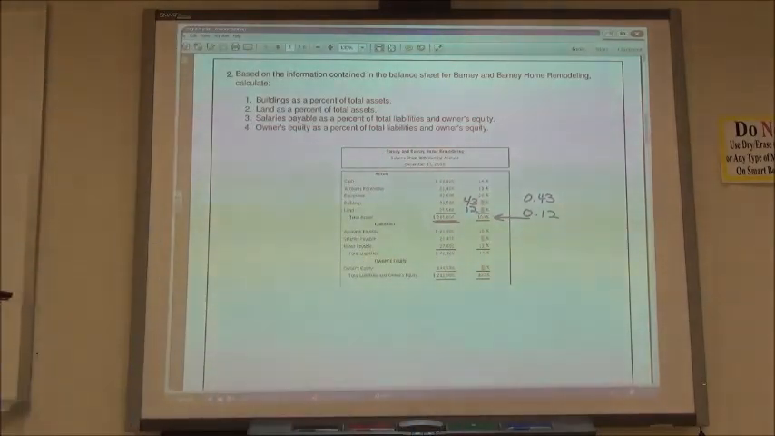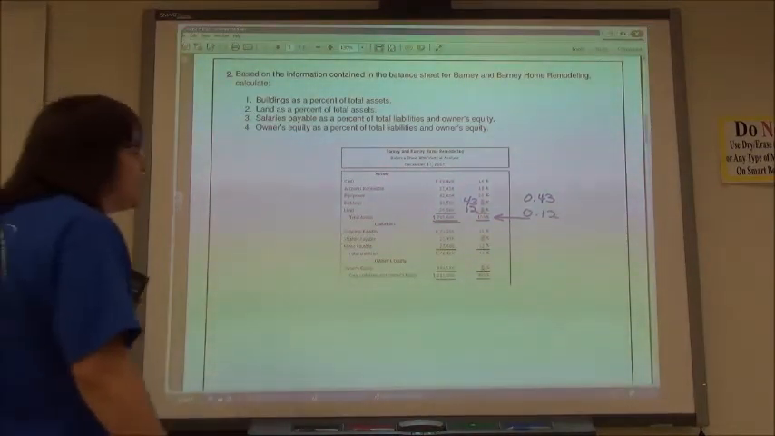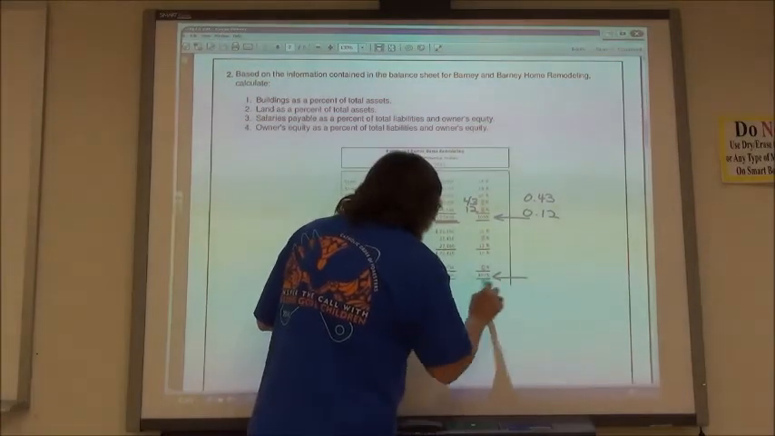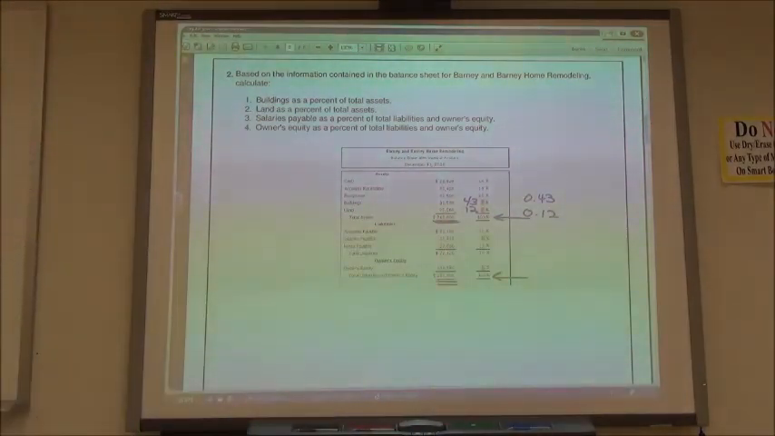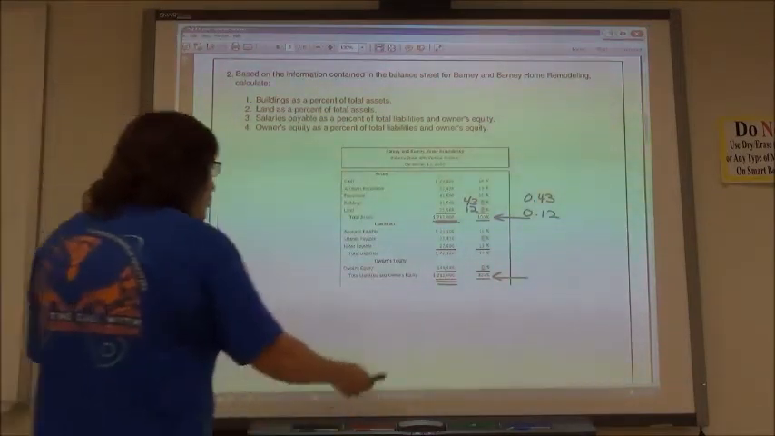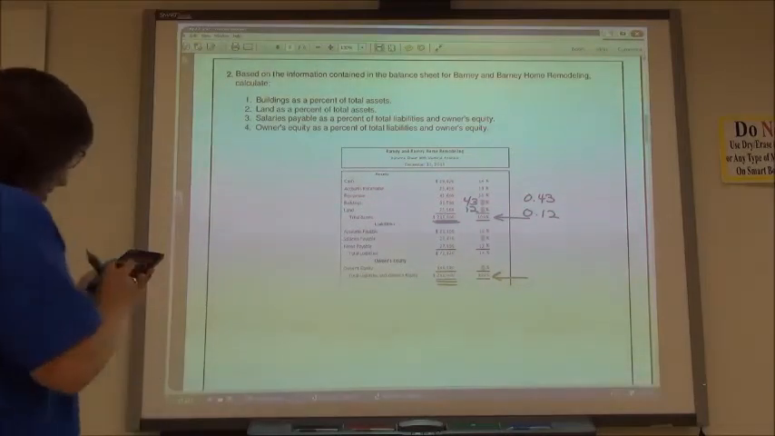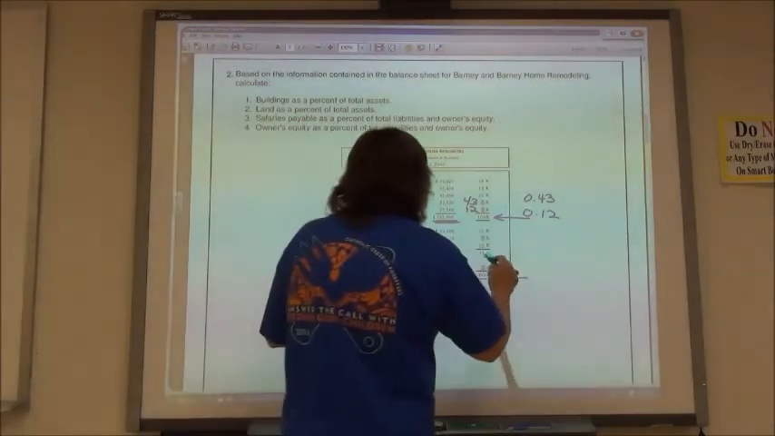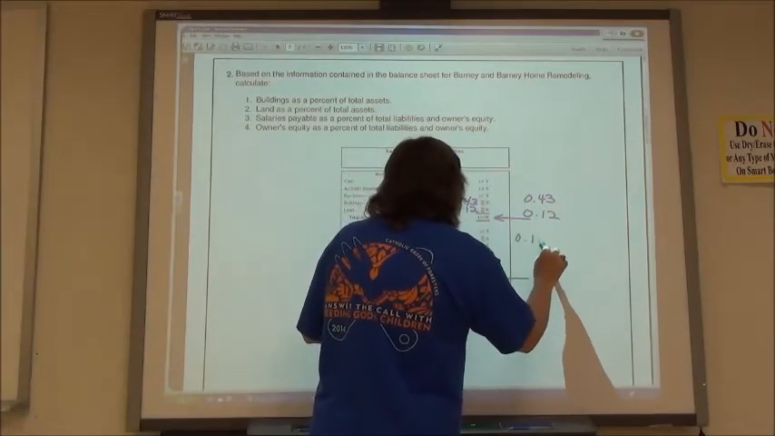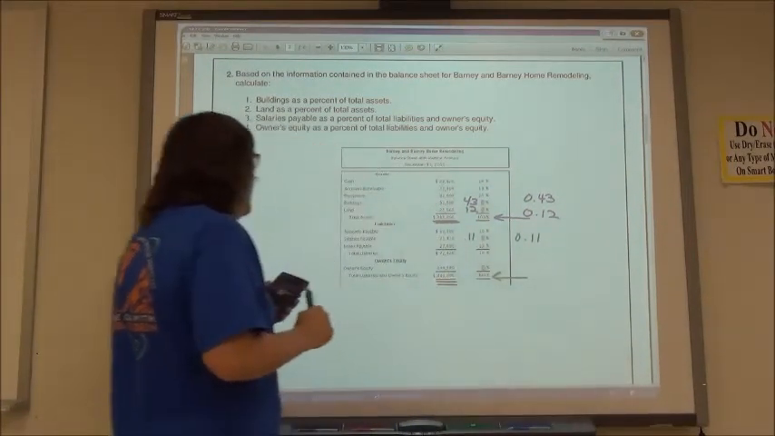I'm then going to do the salaries payable and the owner's equity as a percent of the total liabilities and owner's equity. Again, that's still $213,000 because it's a balance sheet. Those two numbers match up. So they've already done the accounts payable. Salaries payable, $23,430 divided by my total liabilities and owner's equity, $213,000, gives me 0.11, which then is 11%.